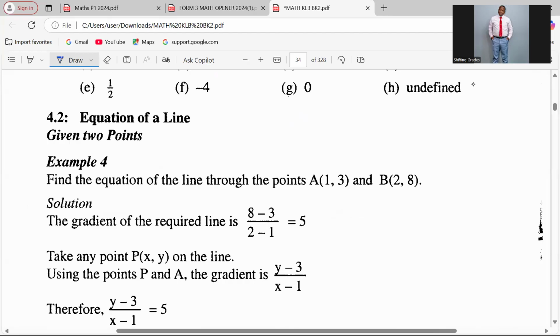Now we can check on what the equation of a line is. Depending on what has been provided, the equation of a line can be calculated using several approaches.